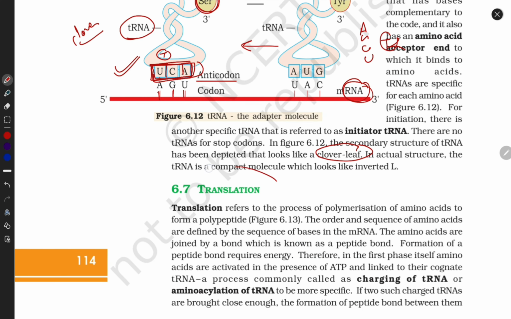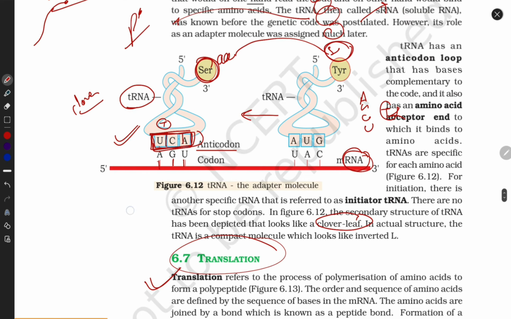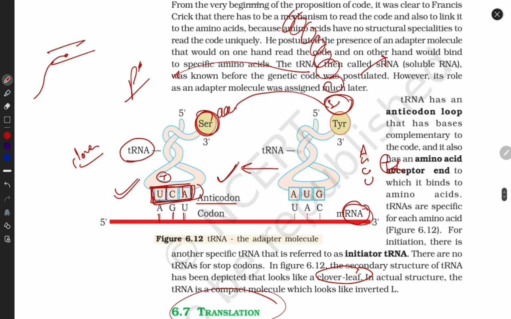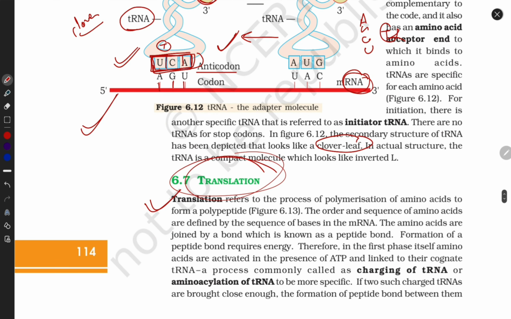Okay guys, in our next video we will cover translation. You have to read about tRNA, rRNA, mRNA. After watching my previous videos, you will understand translation easily, very fast. One by one I will give you detail.